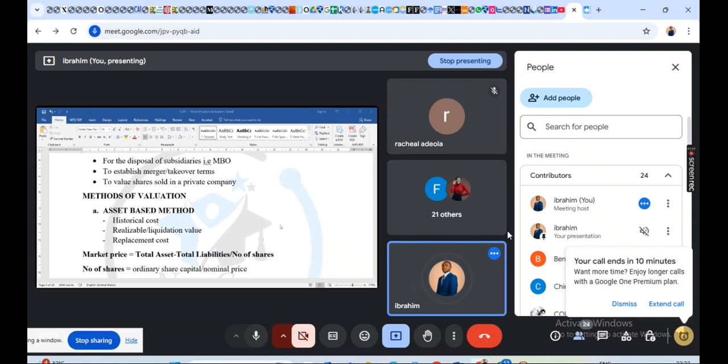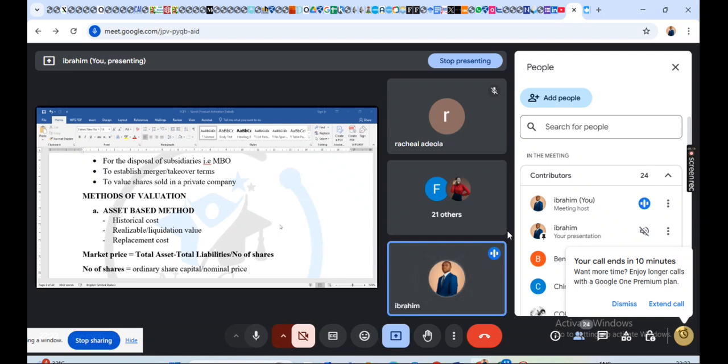If you own a business and you want to merge with B, say you want to take over B, B will tell you that you can't use replacement cost to value my business. How?